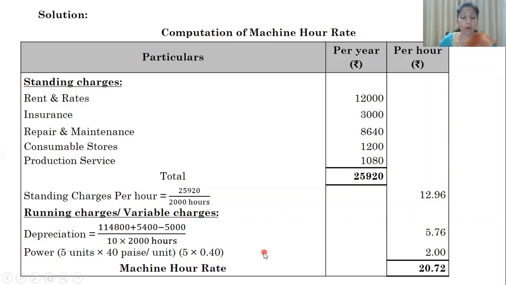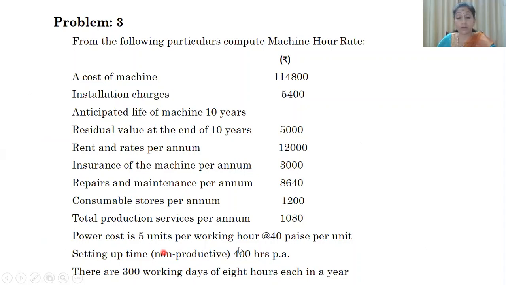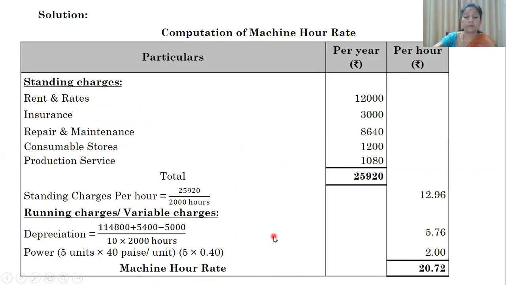Next, power. Power given in the problem, power cost is 5 units per working hour, 40 paise per unit. Now we calculate: 1 hour is equal to 5 units, 5 units into 40 paise per unit, 2 rupees. 1 unit is 40 paise, so how much for 5 units? It is 2 rupees.